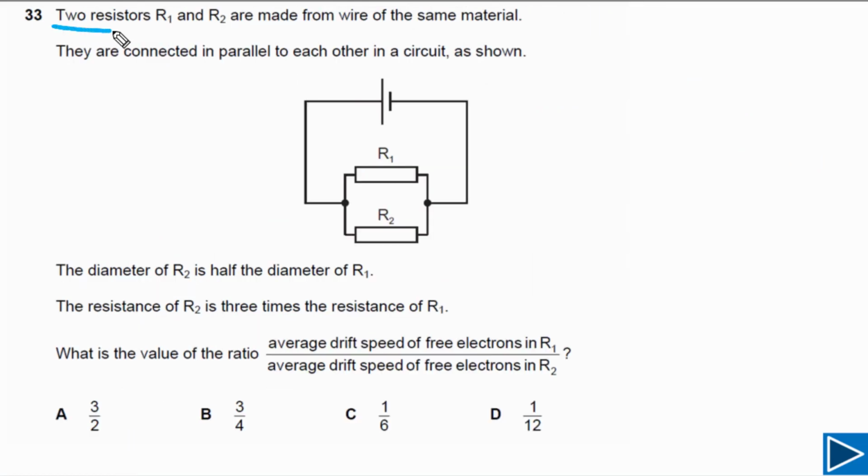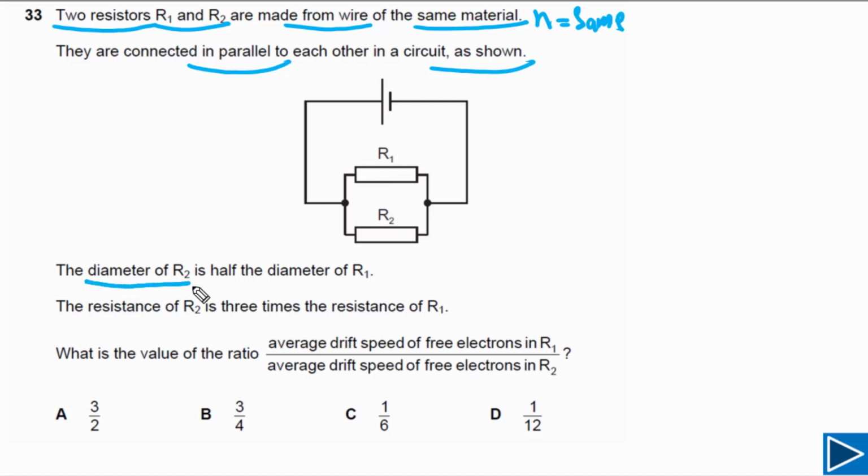For this question, it is given to us that two resistors R1 and R2 are made from wire of the same material. If the material is the same, it means the number density is the same. So the number density for resistor 1 and resistor 2 is the same, so we can say n is the same. It is also given that these resistors are connected in parallel in a circuit as shown. As you can see here, we have two resistors R1 and R2. The diameter of R2 is half the diameter of R1.